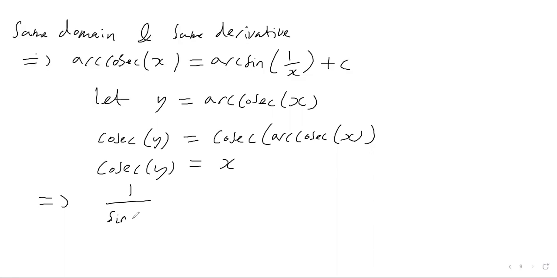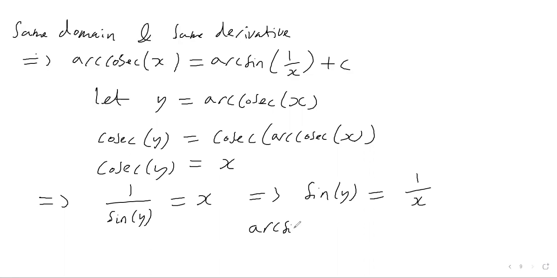So this is the same as 1 over sine y, and this equals x. We can just rearrange this to make sine y the subject of the formula. So we're going to get sine y equals 1 over x like that. And then we could try and apply the arcsine function to both sides. So arcsine of y equals arcsine of 1 over x. Okay, so we've got that.